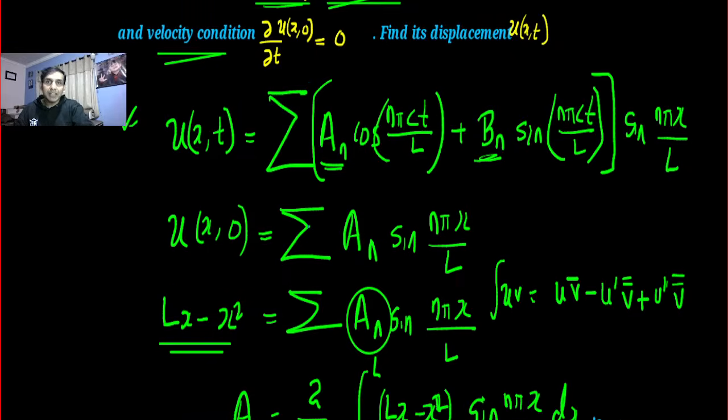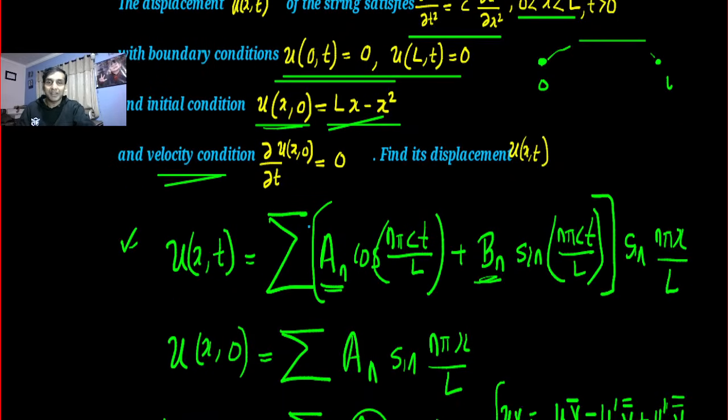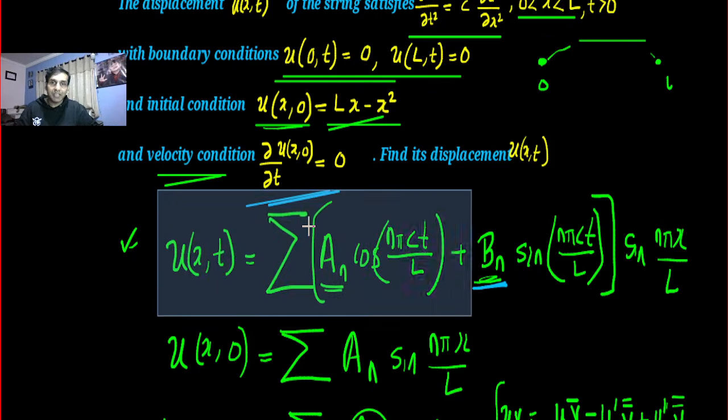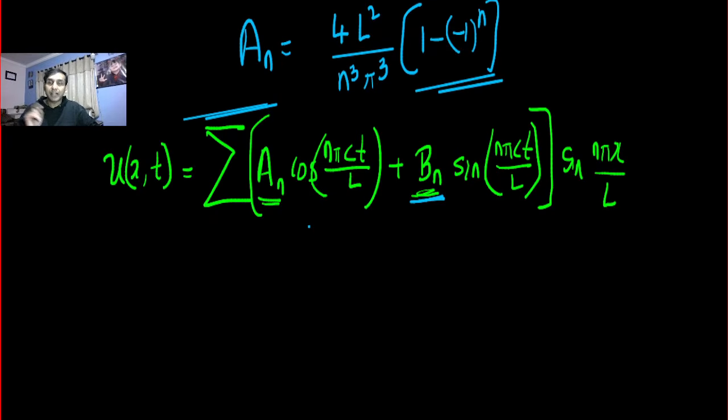Now we have to find bn. Where is bn? Okay, here. And for bn, I'm going to apply the velocity condition. So an is ready. Now let's go for bn. Okay, now I'm going to apply the velocity condition. I hope you saw the derivative given.